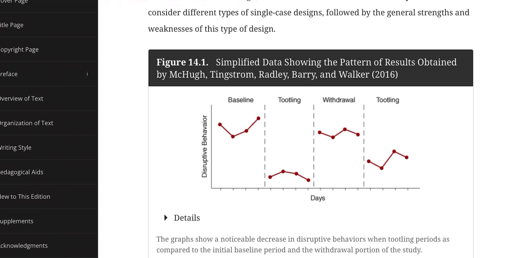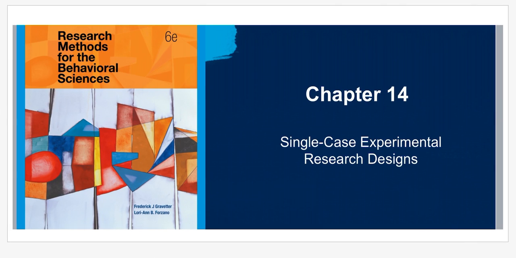And so you can see very easily from this graph that it is likely that this tootling has some sort of effect. And so that's kind of a basic example of what this single case experimental design is trying to do.